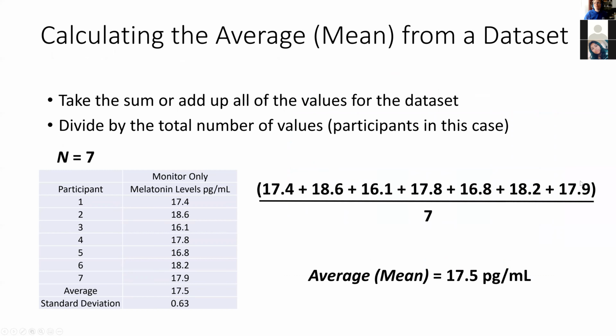So to take an average, you need to take all of these values here and you need to add them together and then divide them by the total number of participants. So that's our N number in this case, and our N number for this is 7. So if we add up all of these values, divide by 7, that is going to give us our average for the sample. That's also called the sample mean. So you'll see both of these in reference to this value here.